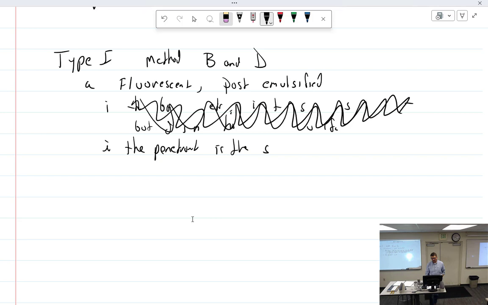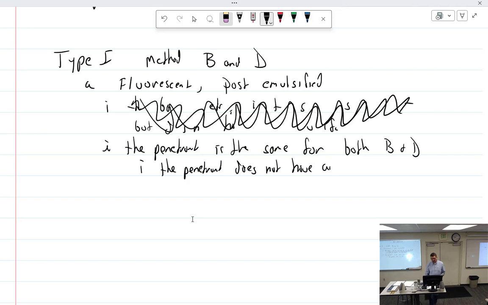All right, the penetrant is the same for both B and D. But it is true, the penetrant does not have an emulsifier.